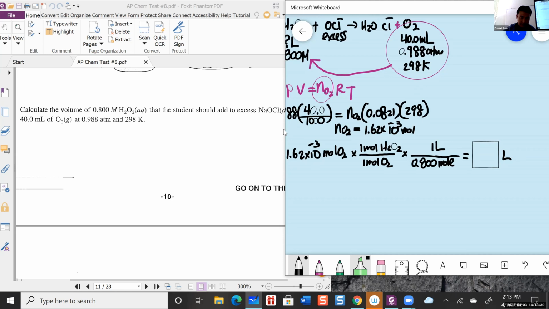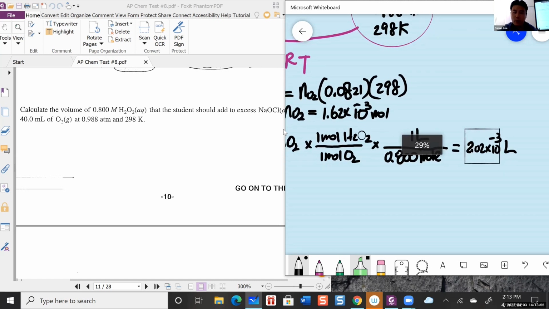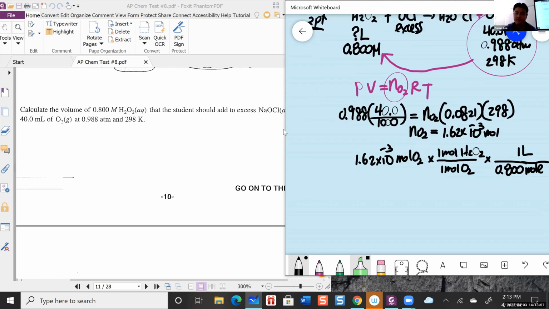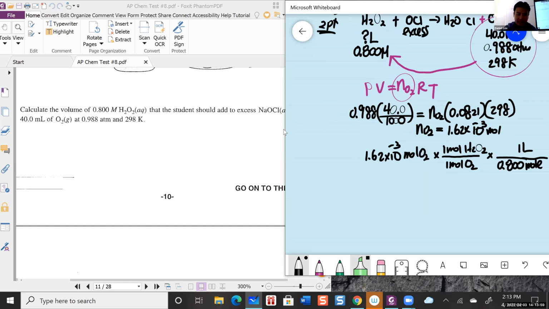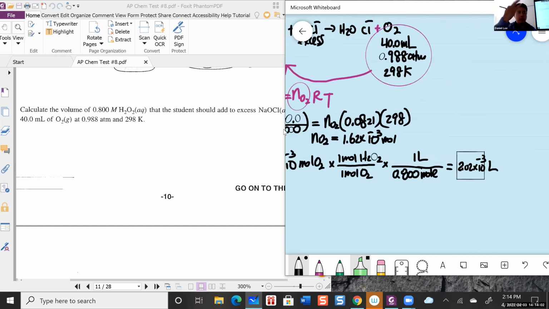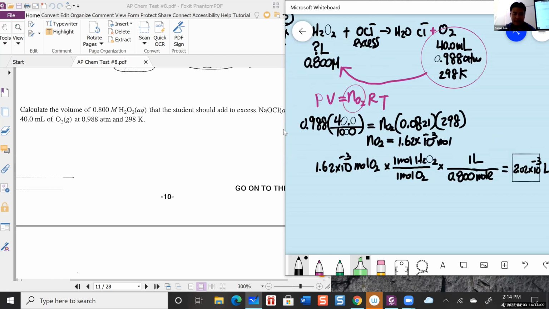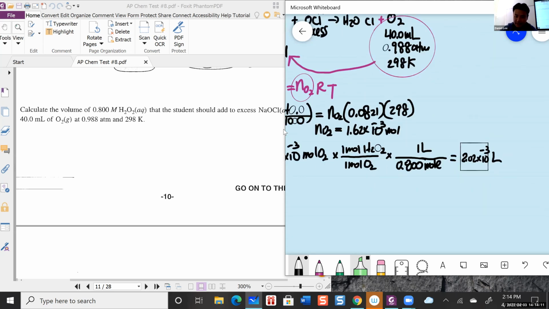The second question, you're going to end up with how many liters? It's 2.02 times 10 to the negative 3 liters, or 2.02 milliliters. So 2 points, 1 for PV versus RT, 1 for the final answer. Your final answer has to be 3 sig fig. You cannot put 2.0 times 10 to the negative 3. That's wrong because everything here has 3 sig fig. Your answer has to be 3 significant figures.